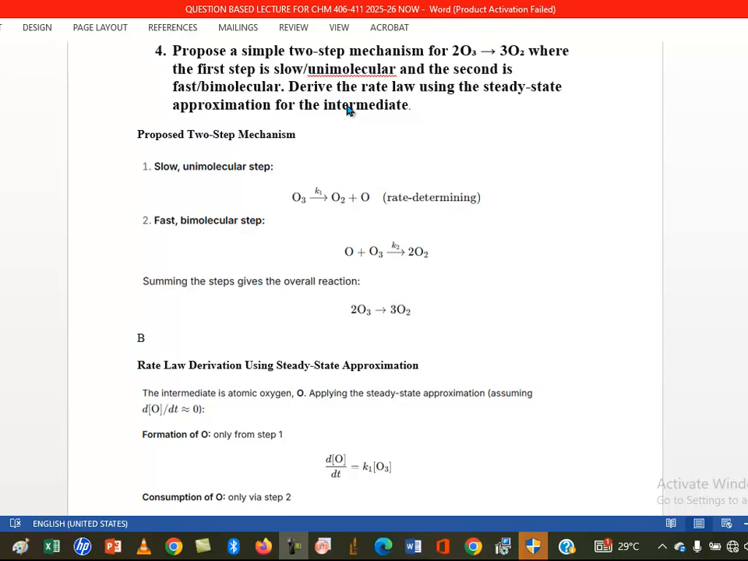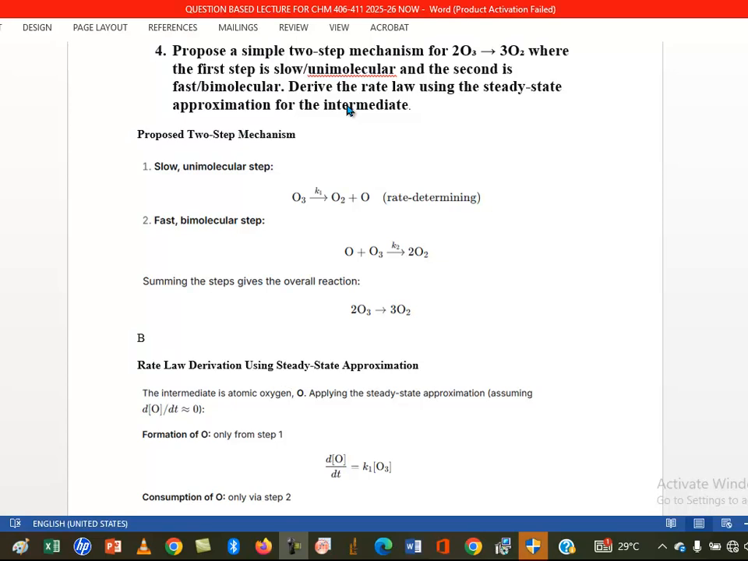So the first step, proposing the two-step mechanism, this is how you approach it. The first step is unimolecular and it is slow. That is, it is the rate determining step, as I taught you during my class. So what you need to do is, first step will be O3, K1 giving you O2 plus O.